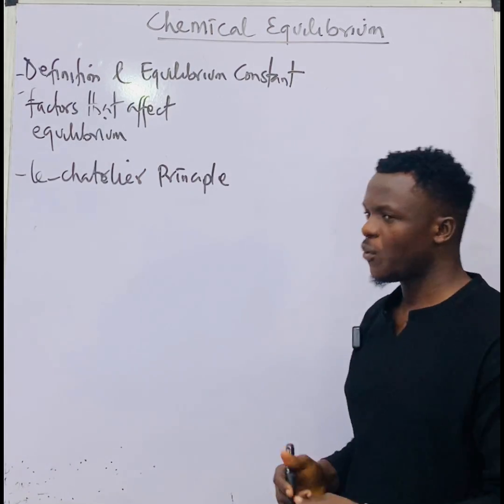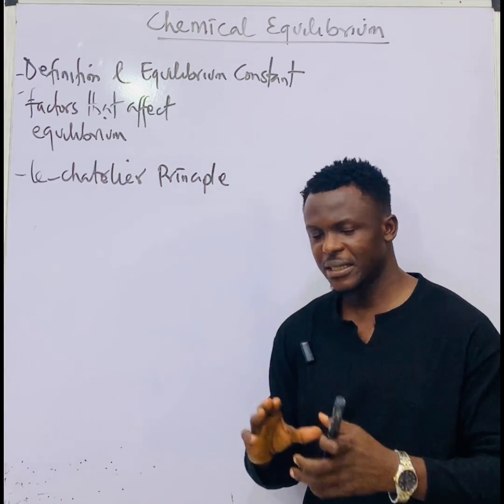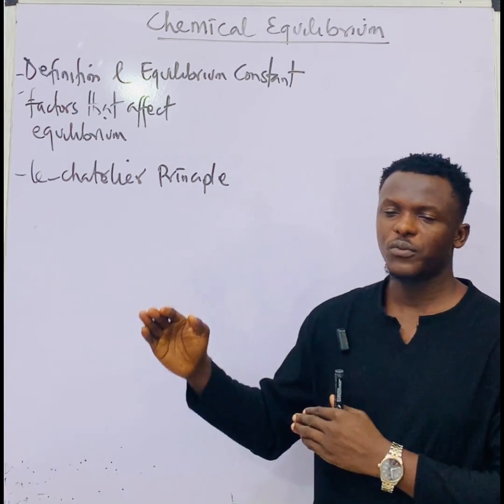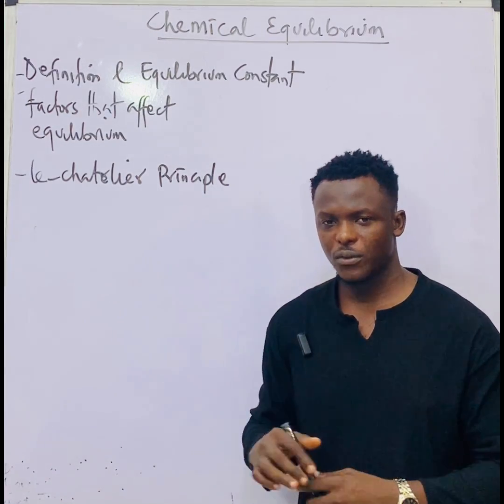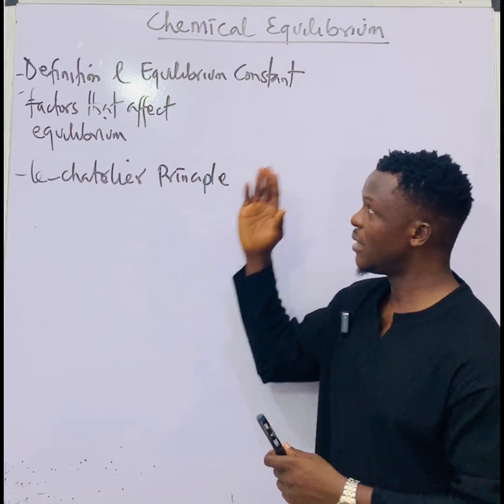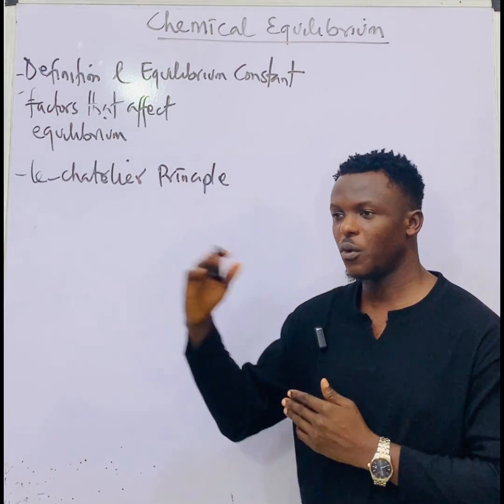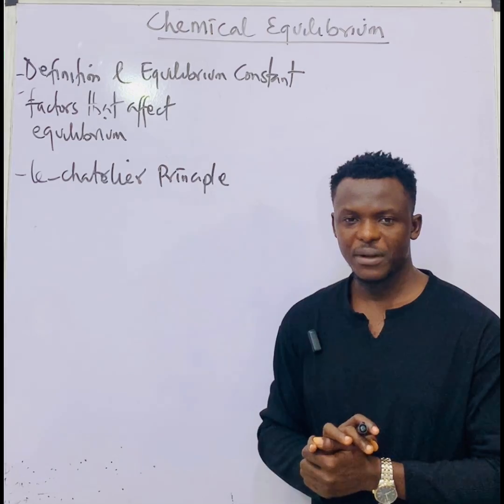Class, what is chemical equilibrium? Chemical equilibrium is a state where the rate of the forward reaction is equal to the rate of the backward reaction. I repeat, chemical equilibrium is a state where the rate of the forward reaction is equal to the rate of the backward reaction.